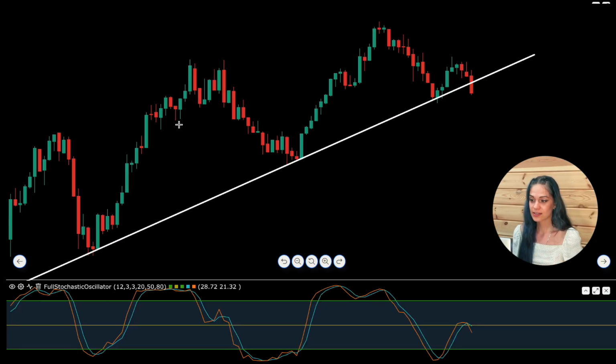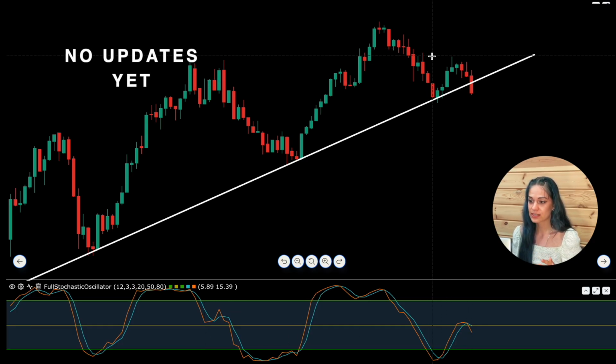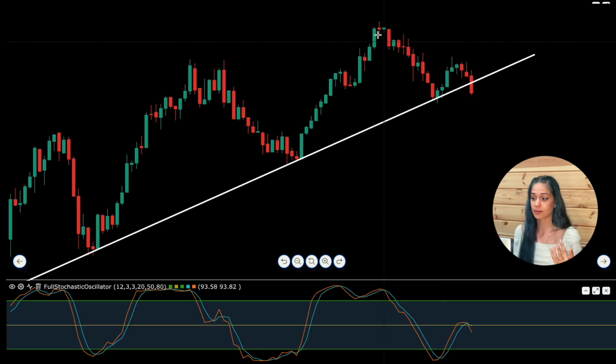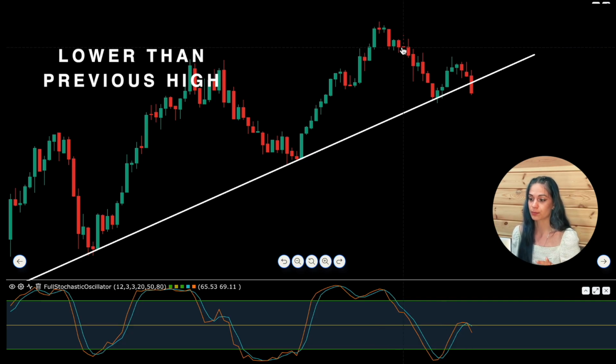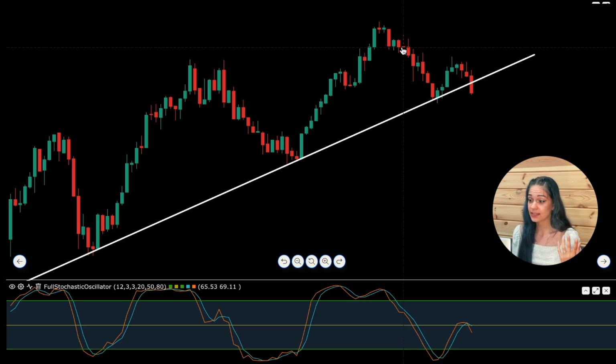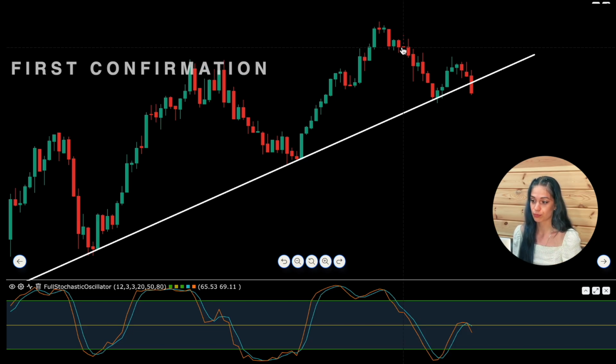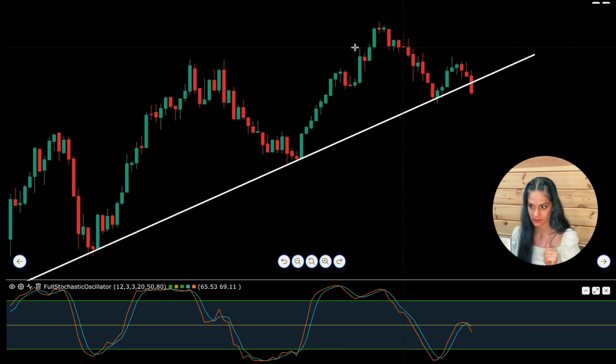Now let's analyze the breakout pattern. As you can see on this chart, the price bounced off the trend line, and at this point we see another intersection of the line. So what should we pay attention to here? This chart has constantly updated higher highs except for this place. Here we don't see any updated higher highs. That means that this level is lower than the previous high. So that is the first confirmation that the breakout is waiting for us.